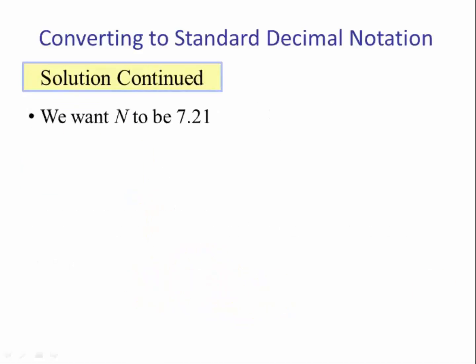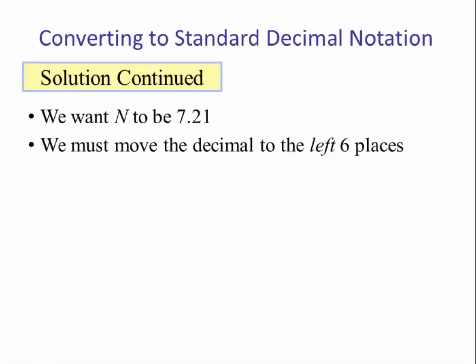For number 2, we want n to be 7.21, so we must move the decimal place 6 places to the left. So that means k is a negative 6. So we have 7.21 times 10 to the negative 6th power.